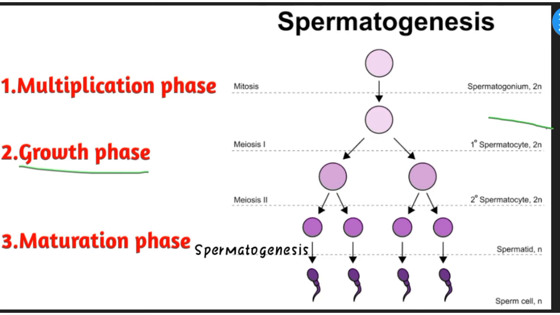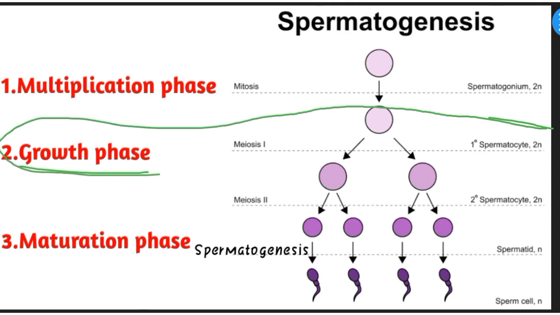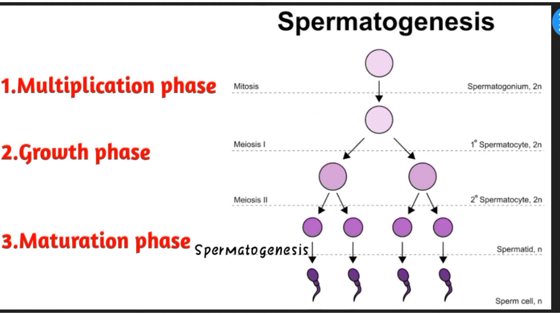You can see in the picture, it is a primary spermatocyte cell in the growth phase. So this whole process is the growth phase: production of the primary spermatocyte with the help of the mitosis process. And finally this primary spermatocyte cell is converted into the secondary spermatocyte cell with the help of meiosis first. This picture shows the primary spermatocyte cell converted into the secondary spermatocyte cell.